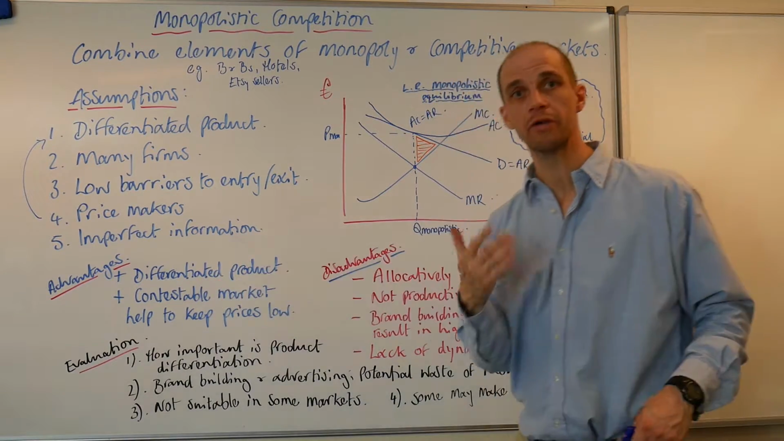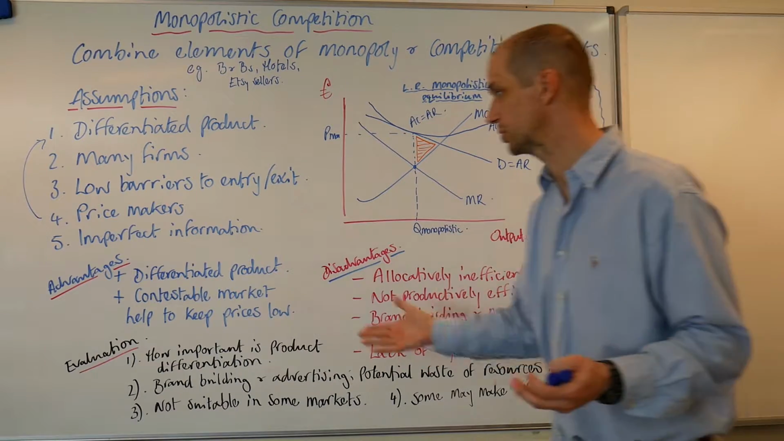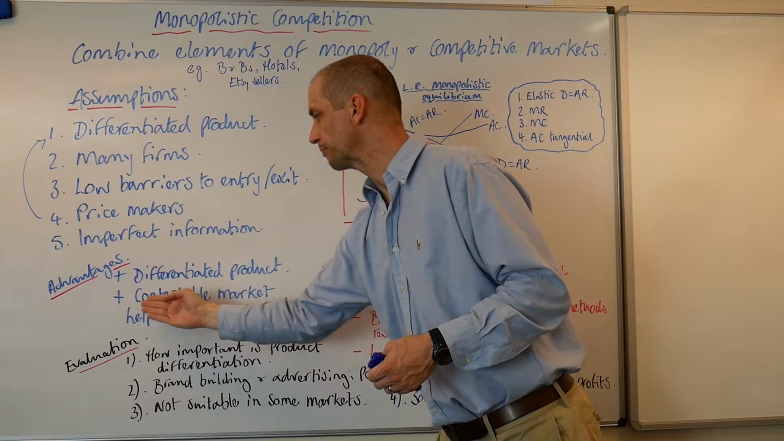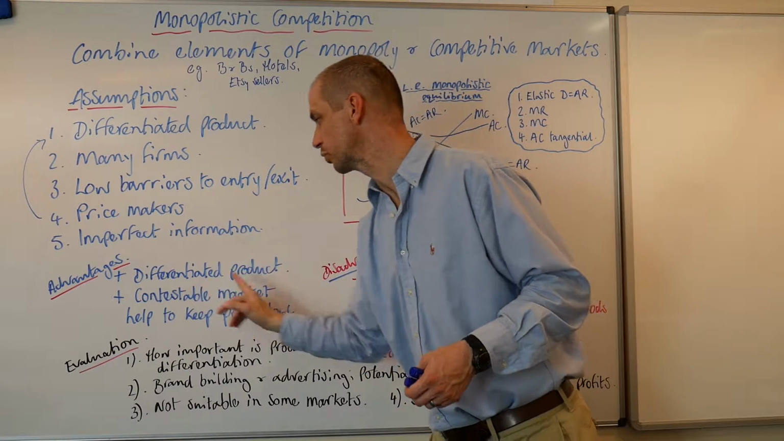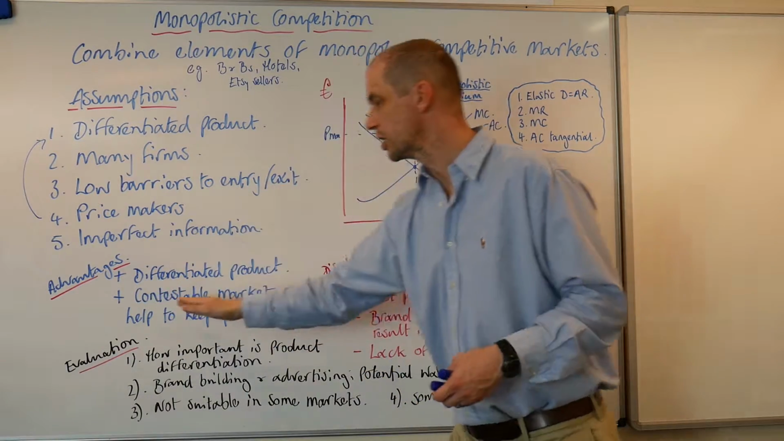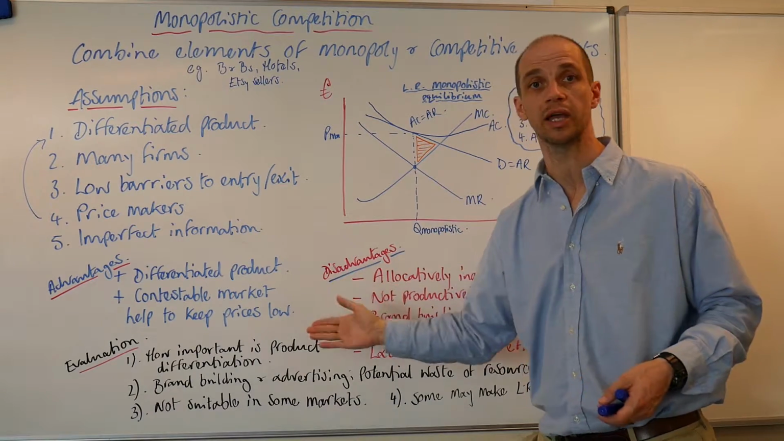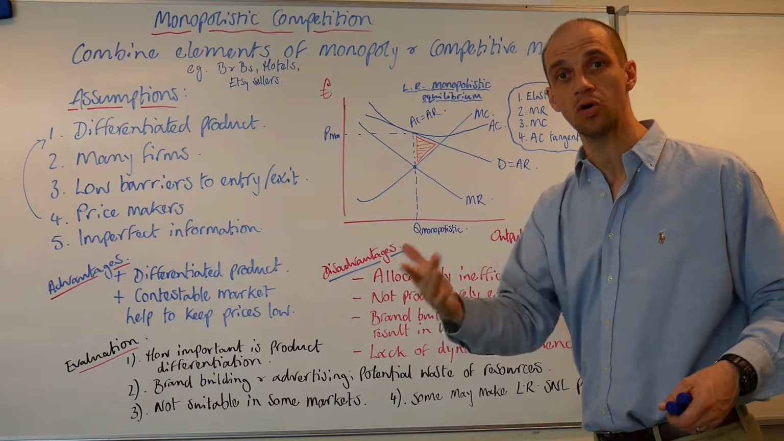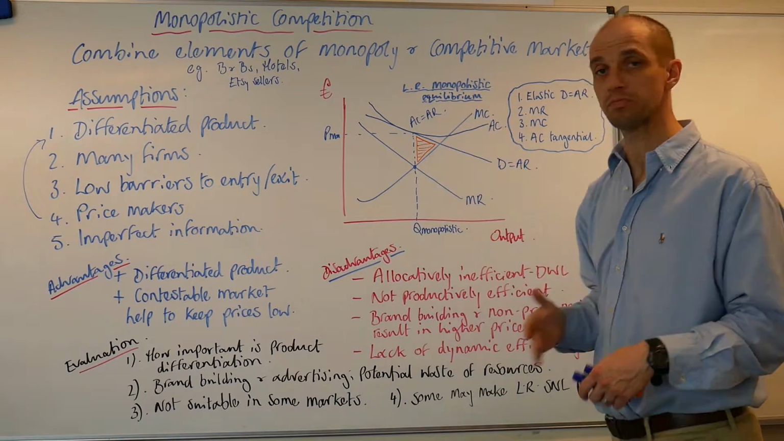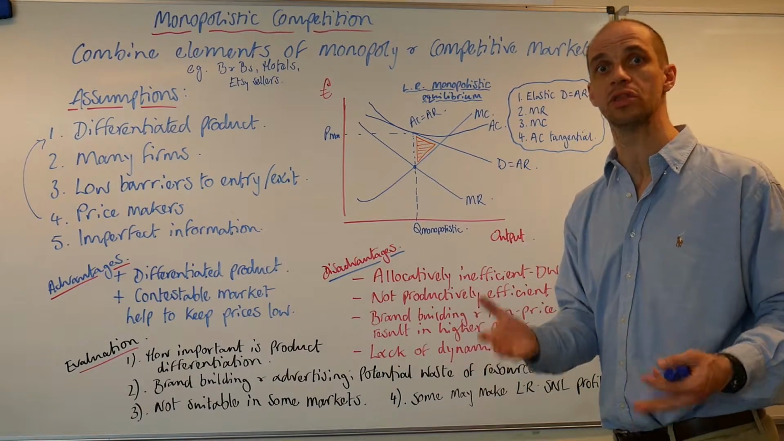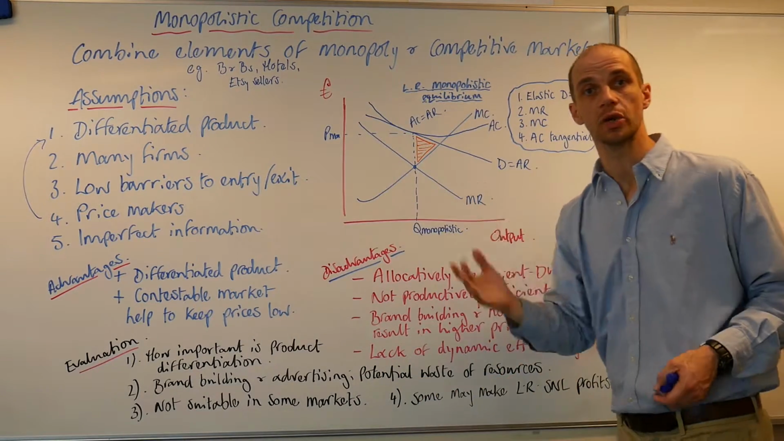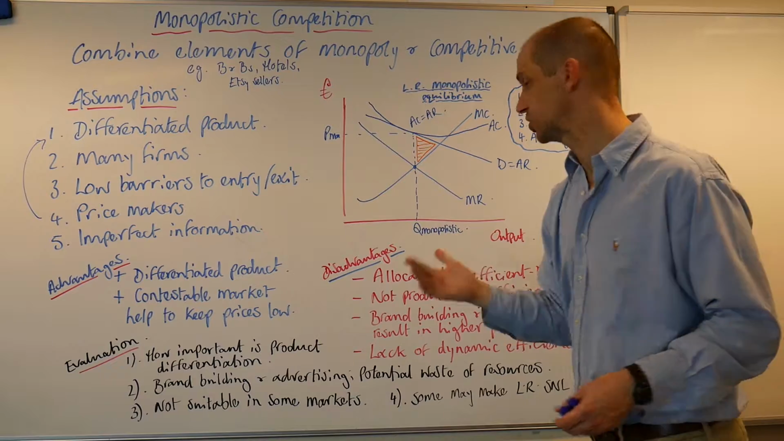This term, you may have come across it as heterogeneous as well, so it simply means different. That is opposed to homogeneous goods, of course, in perfect competition. Second point, contestable market. It's a contestable market, and therefore the threat of new market entry will help to keep prices relatively low in this marketplace because there's low barriers to entry.